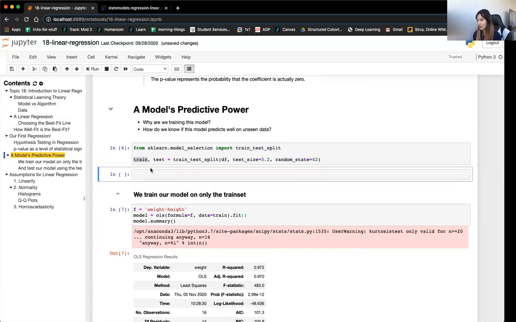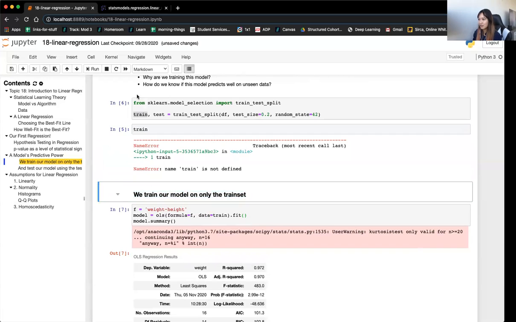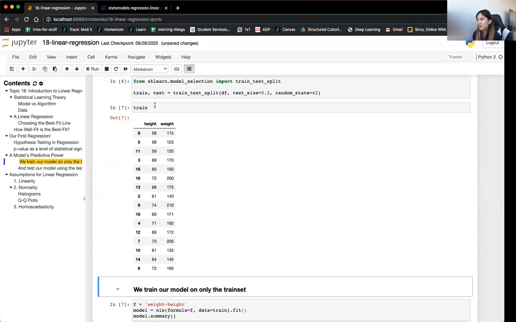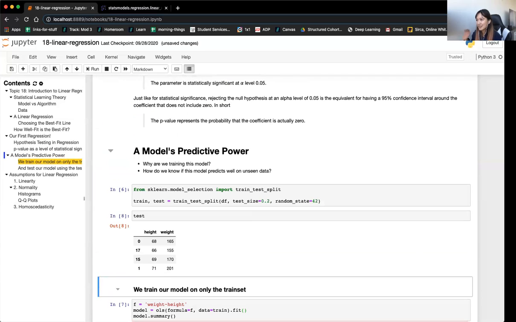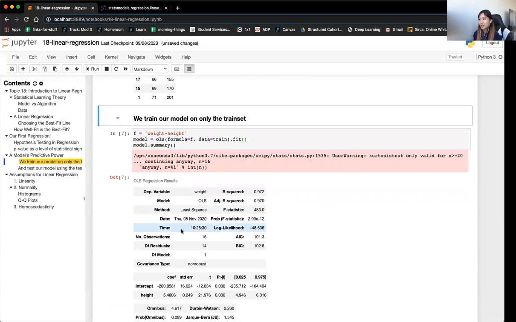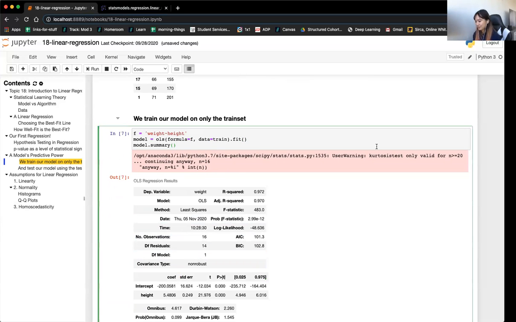We can actually take a quick look. Train, oops, I have to run this. Train looks like this, and it's all scrambled up because it's randomized. Train should have 16 rows because test has 4 rows in this case, because our data set here is only 20 rows. So we're going to train our model only on the train set, and so we're only going to train it on 16 items.